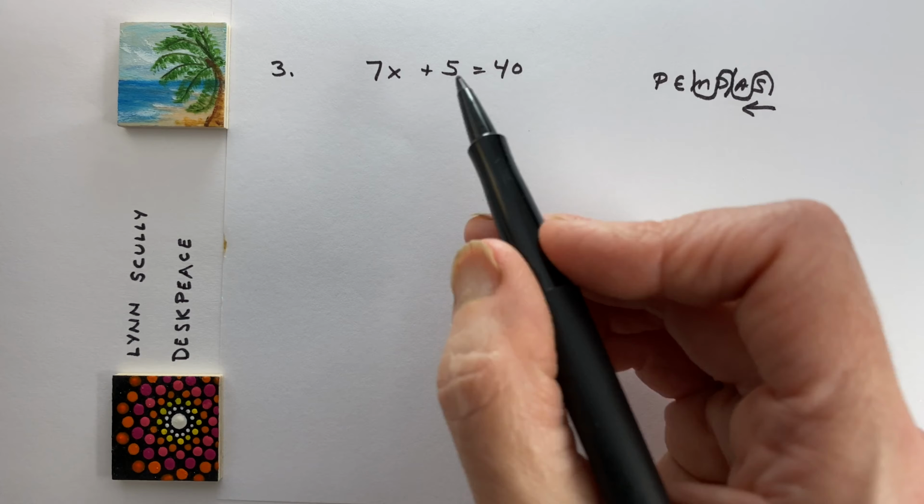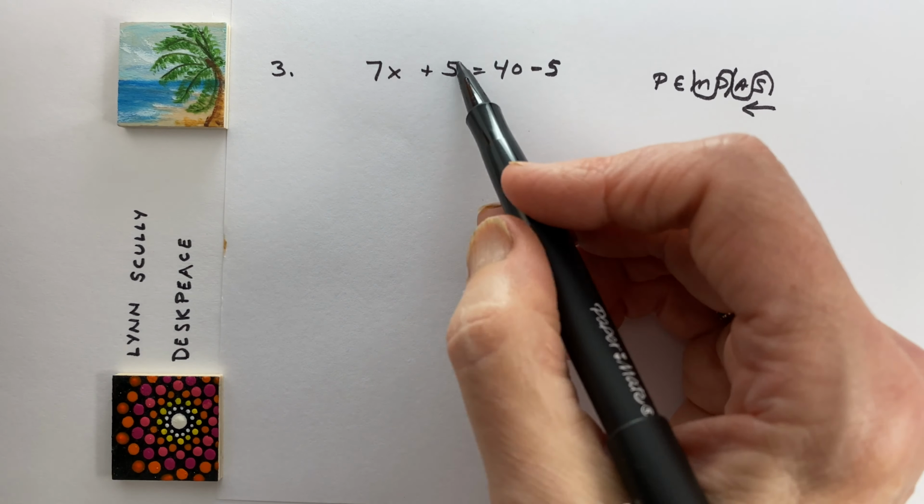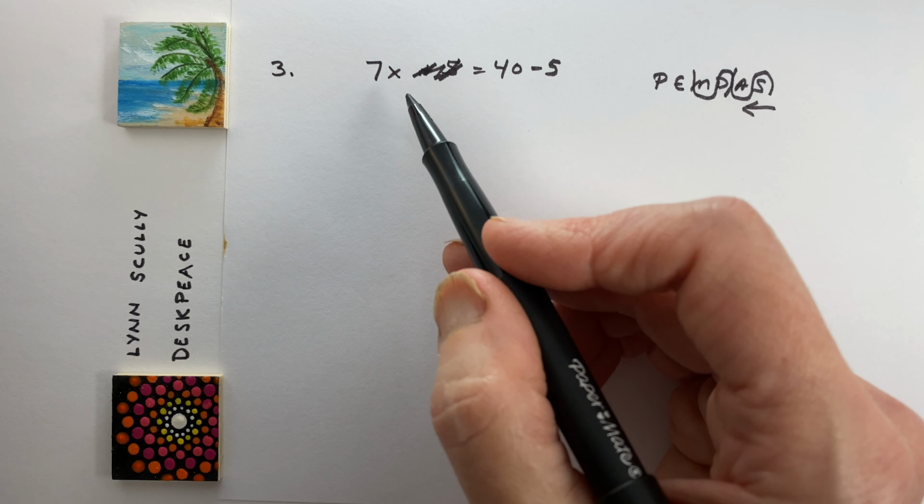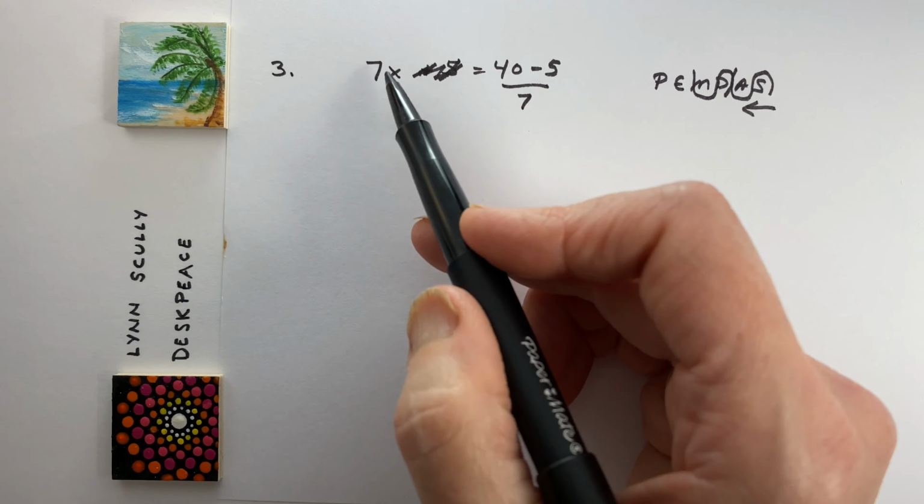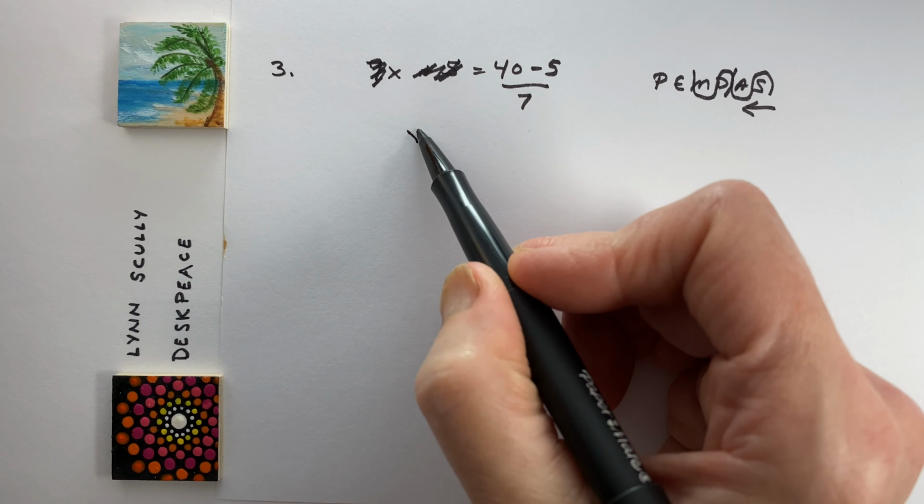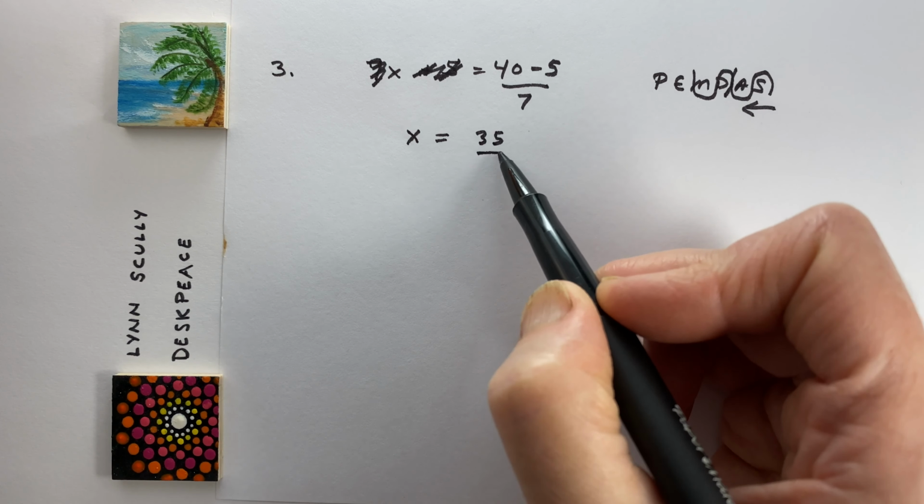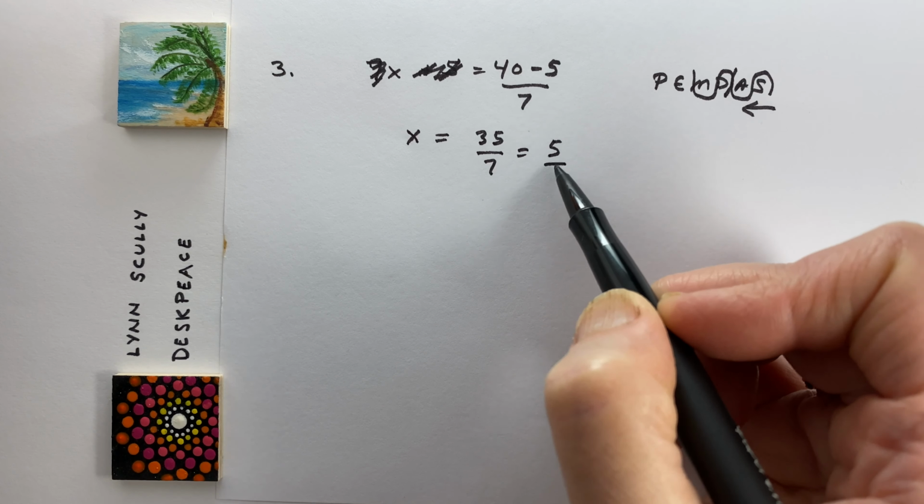So we have 5 attached by addition. Move it by subtraction to the other side of the equal sign. Now I want to get x alone. 7 is attached by multiplication. Move it by division to the other side of the equal sign. X equals 40 minus 5 is 35 over 7, which is 5.